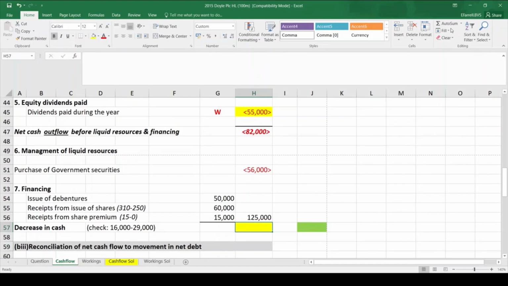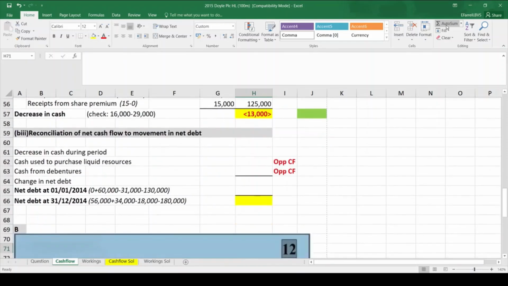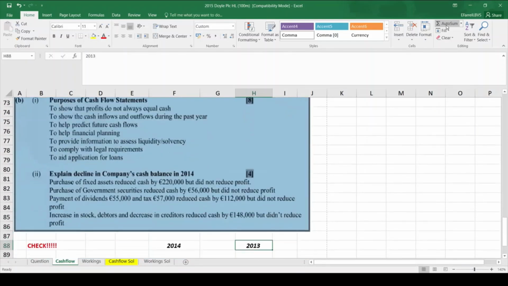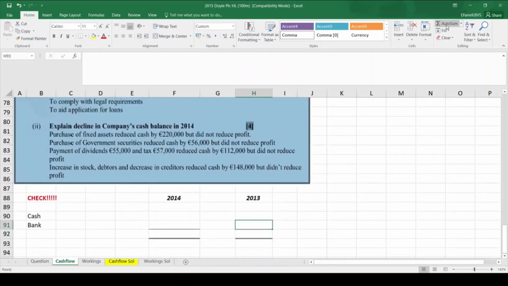So as far as the fifth heading it was minus 82, and then we're adding 6 and 7, which gives us a decrease in cash of 13,000. Now, the good thing about cash flow statements is when you get this far, you can actually check, is that figure correct? So I'm just down at the bottom here, going to have a look to see, is that figure correct? To do that, we need to just have a look at our cash and bank figures.